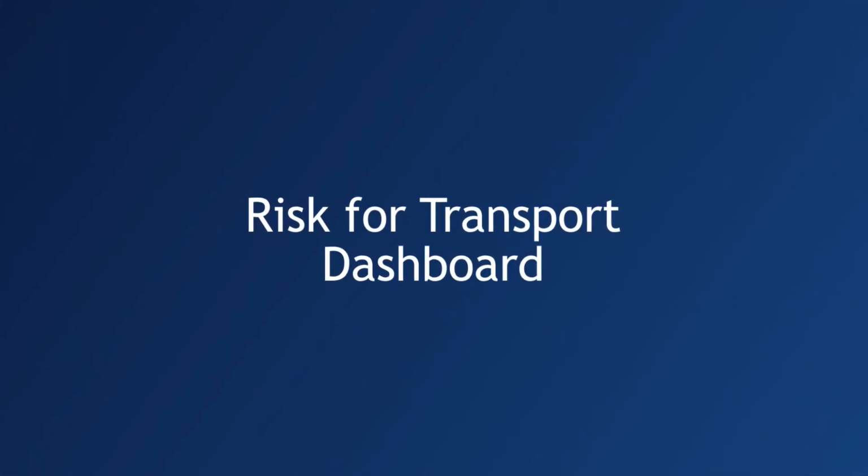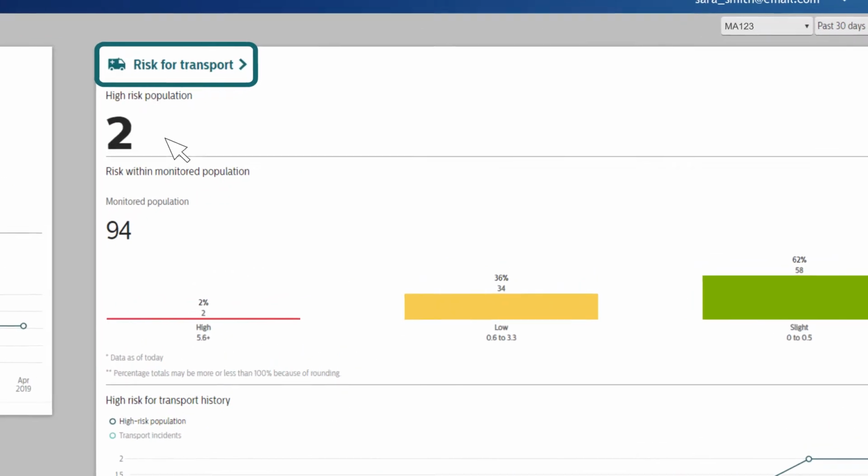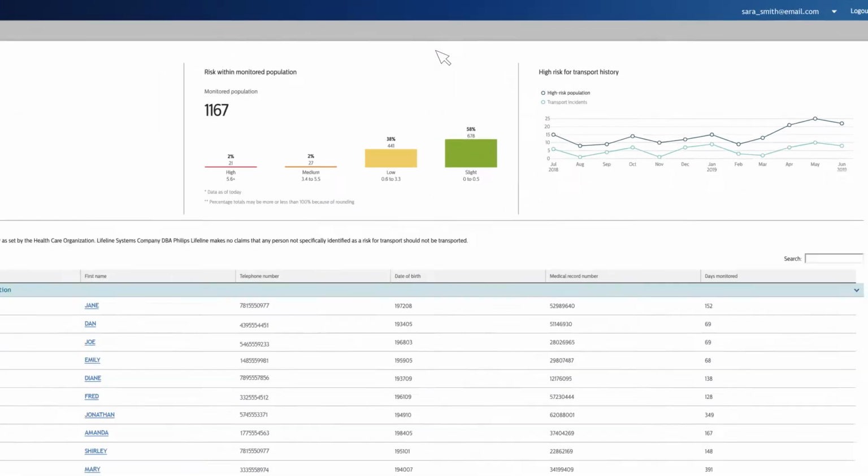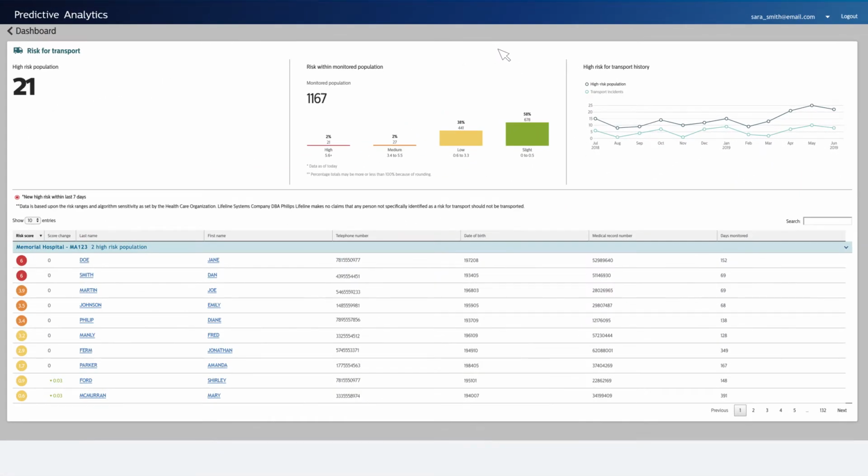This video will help you understand your Risk for Transport dashboard. Click on the Risk for Transport tab to get a deeper look into who may be at risk for transport over the next 30-day period. Risk scores are based on settings that were set up by your organization.